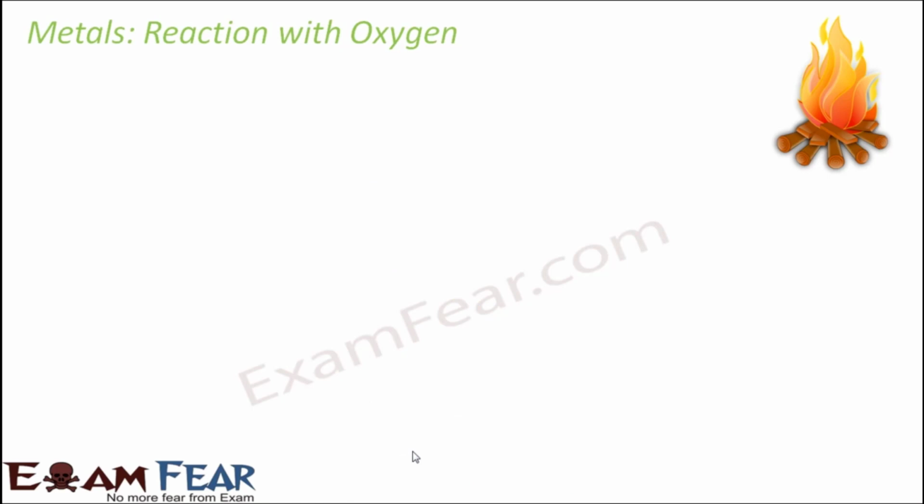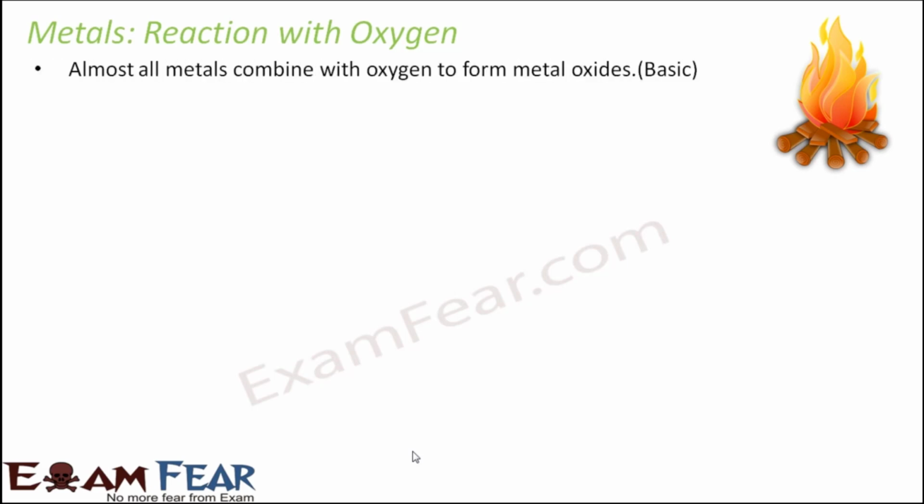So first of all, let us talk about how metals react with oxygen. Now where is oxygen present? Oxygen is present in the air. So if the metal is exposed to air, it should react with oxygen. So let us see how exactly it happens. Now, almost all metals combine with oxygen to form metal oxides. So, metals react with oxygen and they form metal oxides, and these metal oxides are basic in nature. So, we will talk about that later.